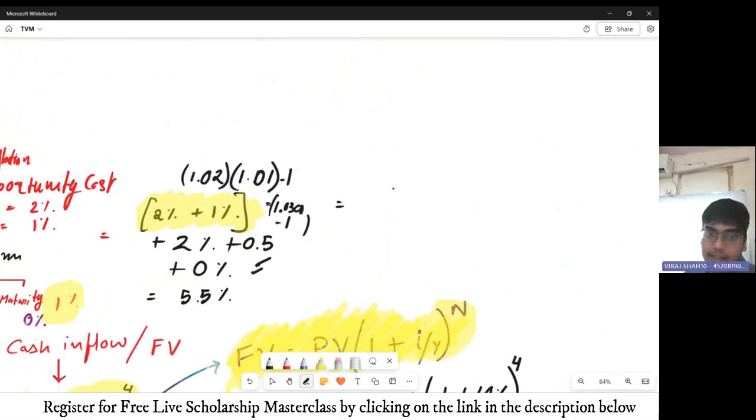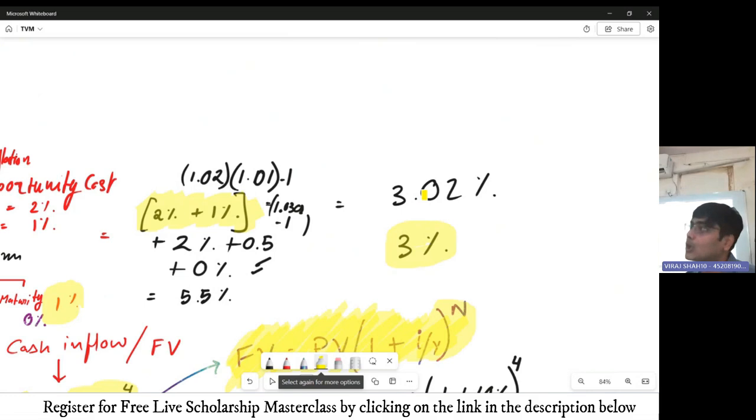This -1 is 3.02%. Okay, so if you would have done a simple addition, your answer would have come as 3%. I told you this is approximate. If you do it with the actual formula, it will come out slightly higher than the approximate, only 0.2% more. So it is very close to the approximate answer, but it is not the exact answer.